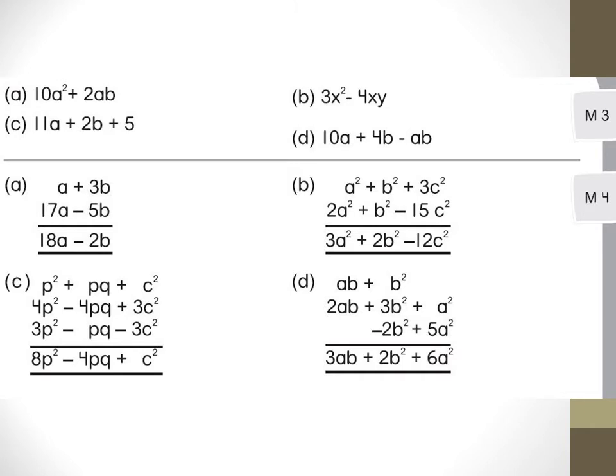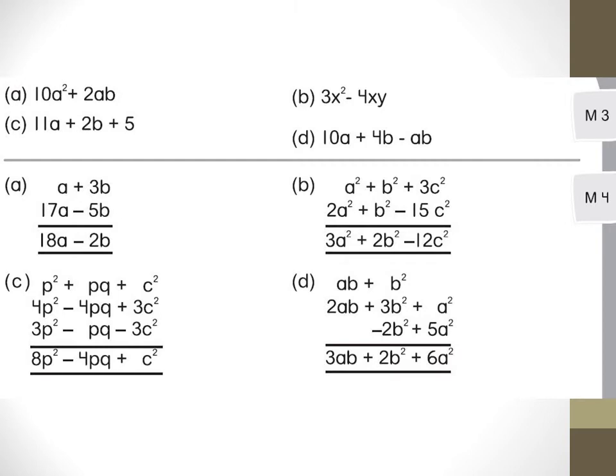See, we have to add AB plus B square with twice AB plus 3B square plus A square, and then we have to add it with minus 2B square plus 5A square. See, in the three expressions, the first one is a binomial, that means only 2 terms.